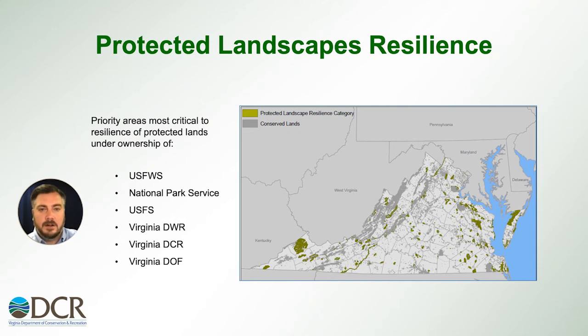Those agencies are the U.S. Fish and Wildlife Service, the National Park Service, U.S. Forest Service, the Virginia Department of Wildlife Resources, the Virginia Department of Conservation and Recreation, and the Virginia Department of Forestry.